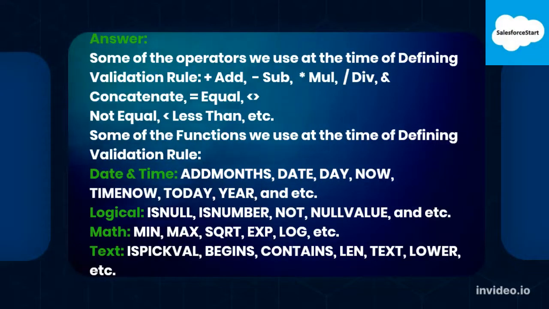Answer. Some of the operators we use at the time of defining a validation rule: plus (add), minus (sub), multiply (mul), divide (div), ampersand (concatenate), equals (==), not equal (<>), less than (<), etc. Some of the functions we use at the time of defining a validation rule: Date and time: add months, date, day, now, time now, today, year, etc. Logical: isnull, isnumber, not, null value, etc. Math: min, max, sqrt, exp, log, etc. Text: begins, contains, len, text, lower, etc.